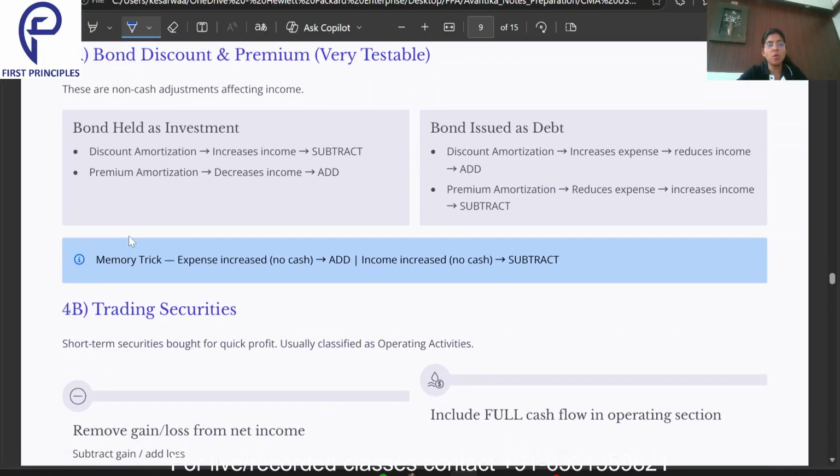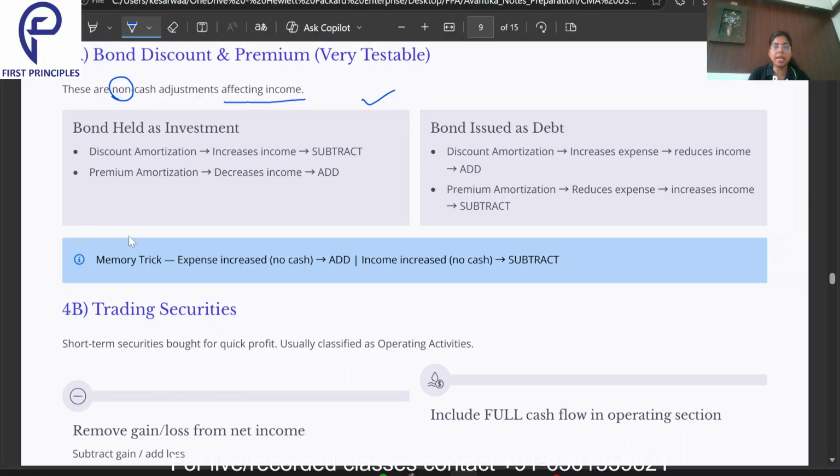Okay, now bond discount and premium, which is termed as very testable over here. Let's understand what they are. These are non-cash adjustments affecting our income.